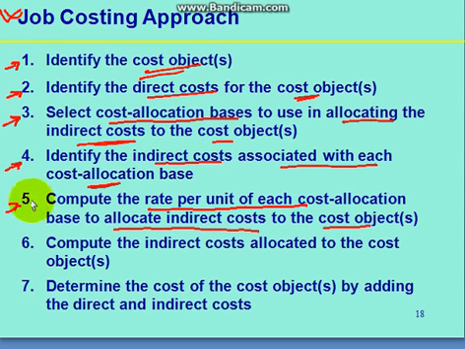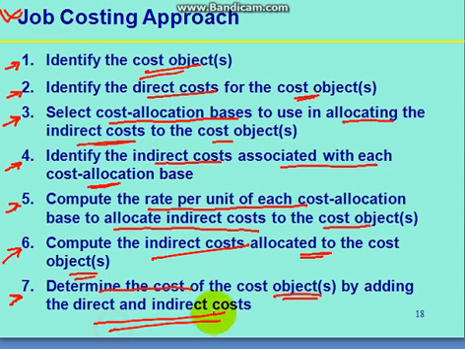So the next step is to compute the indirect cost allocated to cost object, and the final step is to determine the cost of cost objects by adding direct and indirect cost. So these are the 7 steps. We'll take an example and then understand the job costing approach more effectively.